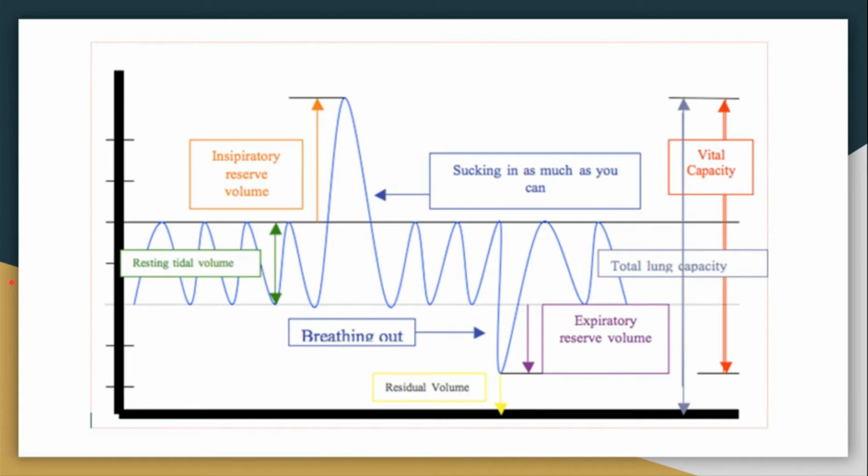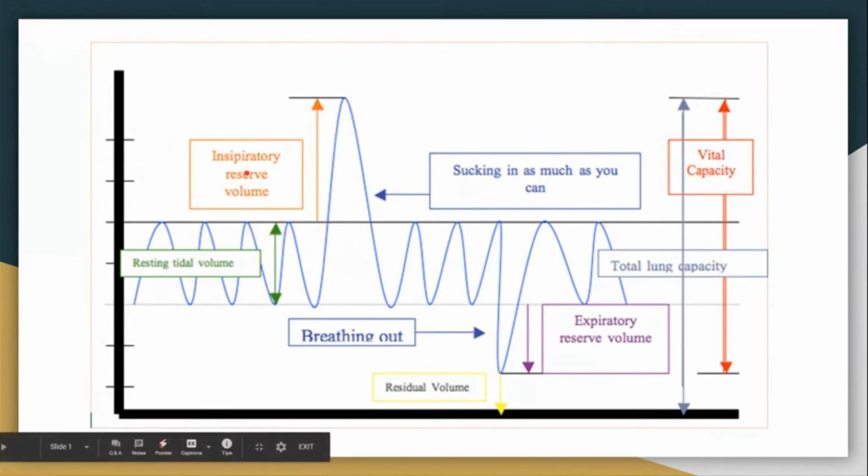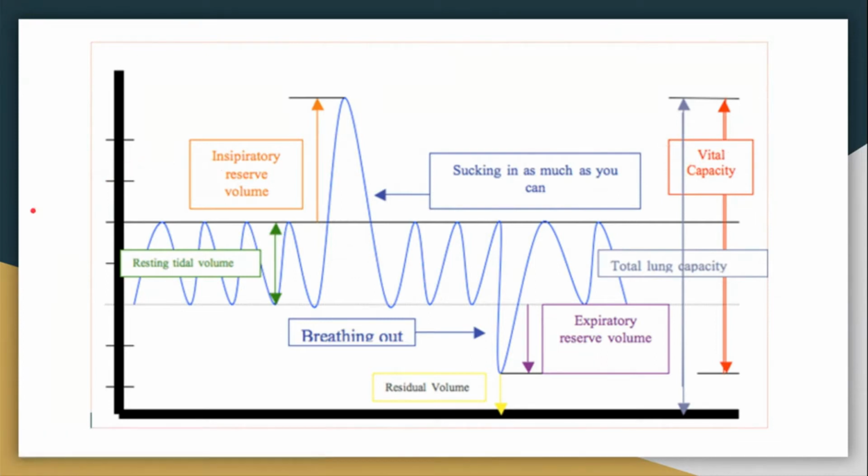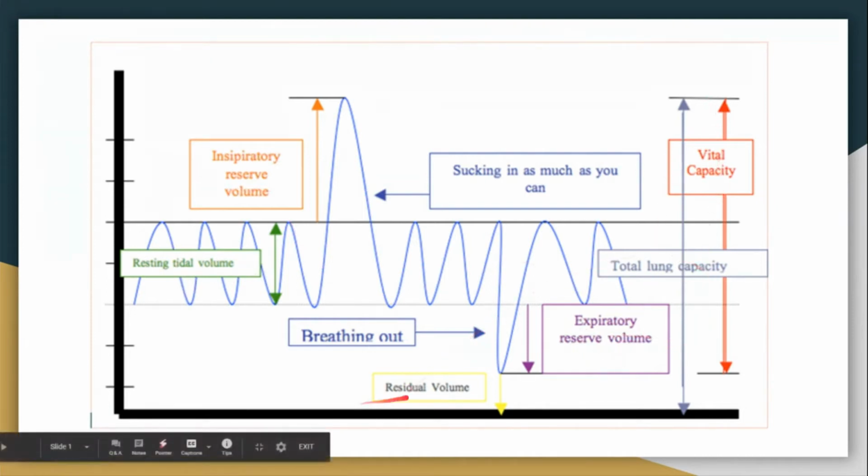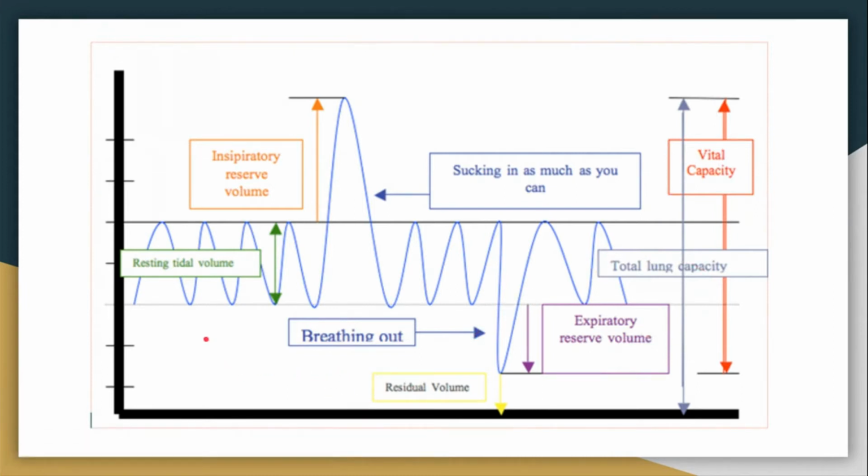We're now going to look at something called a spirometer trace, and this is a medical instrument that is used to measure different lung volumes, and then those lung volumes can be shown on a graph such as the one that we can see here. So the lung volumes that we're particularly interested in are tidal volume, inspiratory reserve volume, expiratory reserve volume, and vital capacity and residual volume over here. So we're going to go through each one carefully.